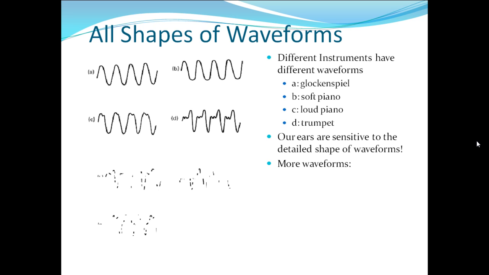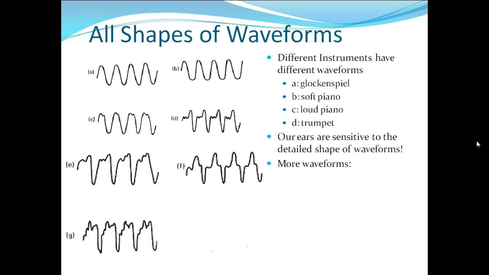Here's a couple more waveforms for you. For E, we got a French horn. For F, we have a clarinet. And for G, a violin.